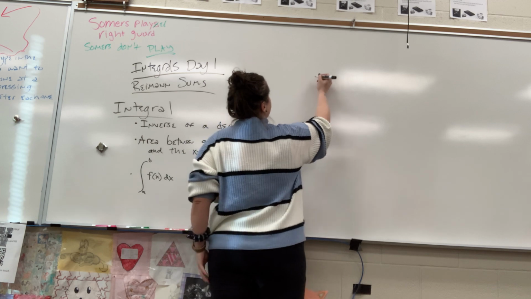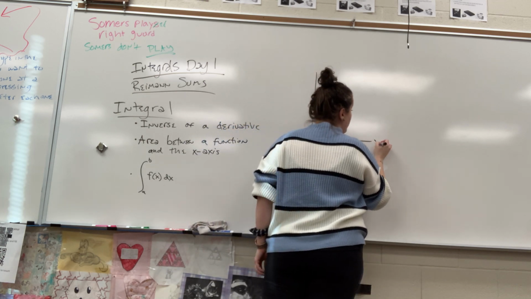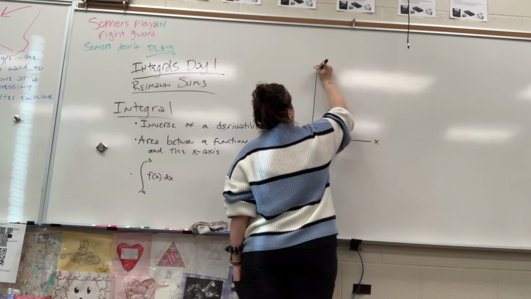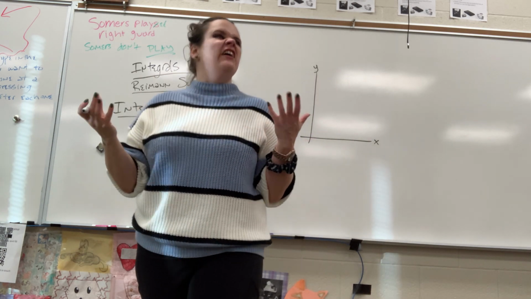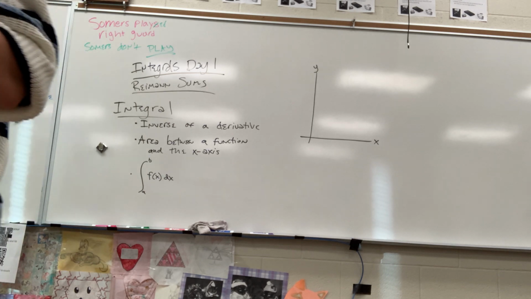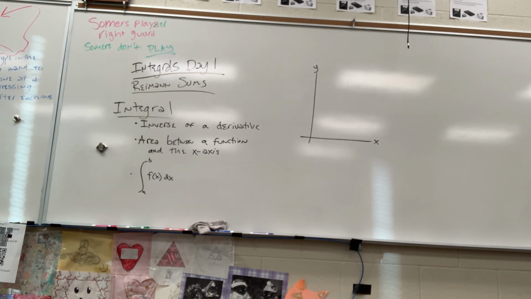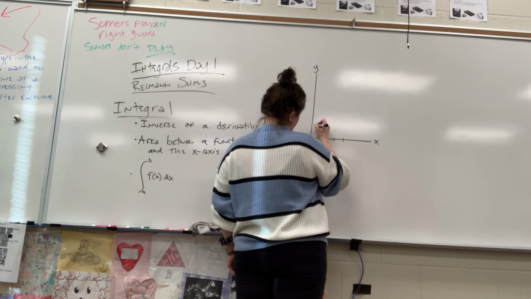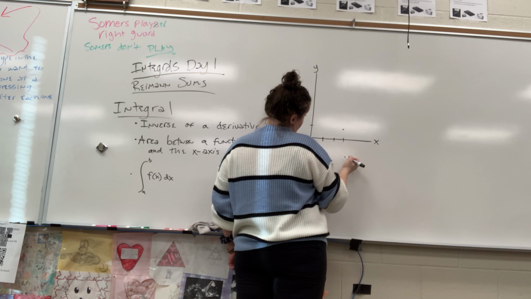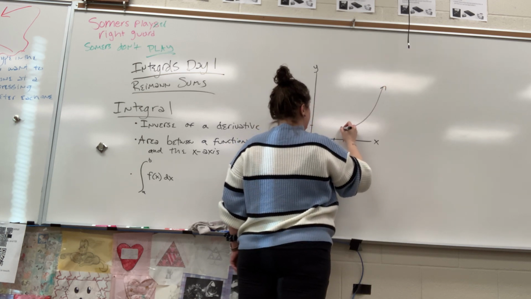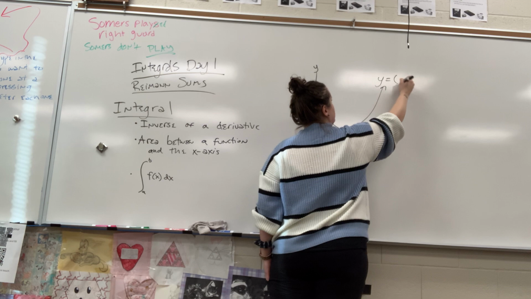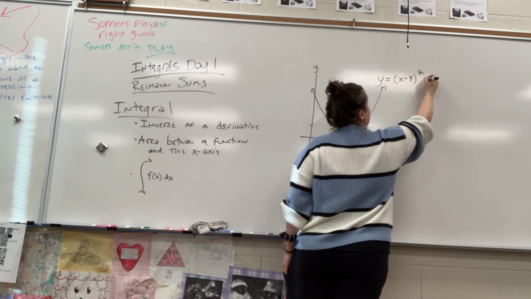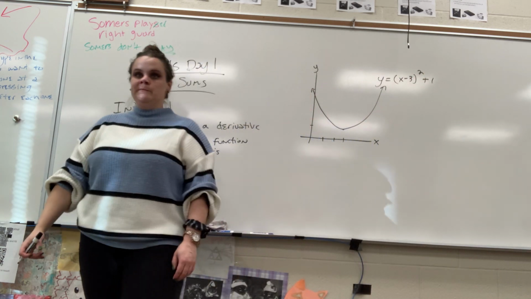So let's say I've got some function. It's not a circle. If it was a circle, it would make it easier because I could take the area of a circle formula. But a parabola is not a circle, right? I can't use pi r squared to find the area from a parabola. So let's say I had this function, the equation y equals (x minus 3) squared plus 1.